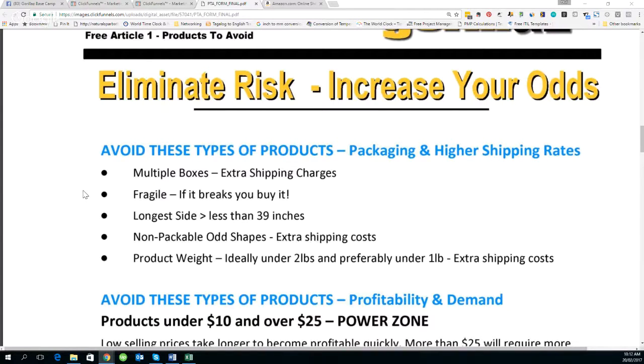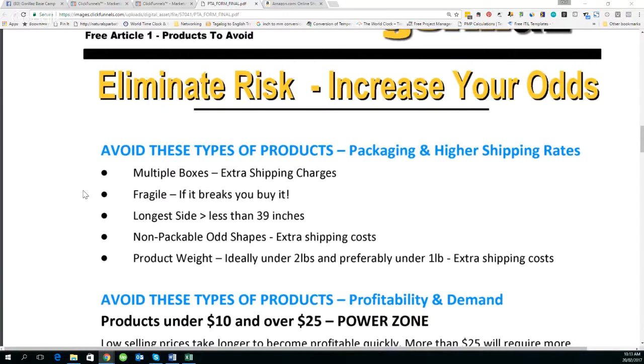Non-packable, odd shapes. If you've got a nice regular shape or a product that can fit inside a nice box, that's great. But like I say, if you've got something like golf clubs which are overlong, or something like a kid's swing, it's an odd shape. It's quite difficult to pack, and therefore your shipping costs are going to be extra, where there's no need to do that to start with.